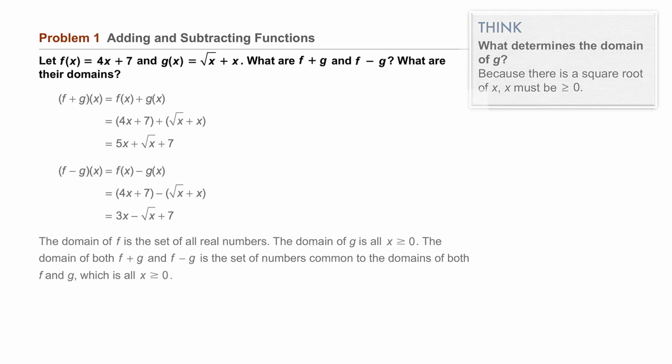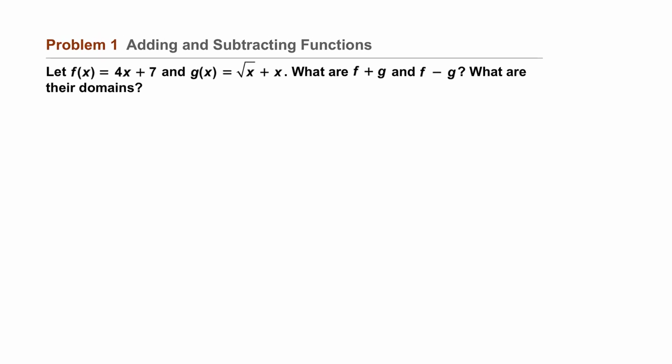Problem 1. Adding and subtracting functions. Let f of x equal 4x plus 7 and g of x equal the square root of x plus x. What are f plus g and f minus g? What are their domains? Well, first, f plus g of x equals f of x plus g of x. In this case, that will be 4x plus 7 plus the square root of x plus x. Combining and simplifying, we have 5x plus the square root of x plus 7.